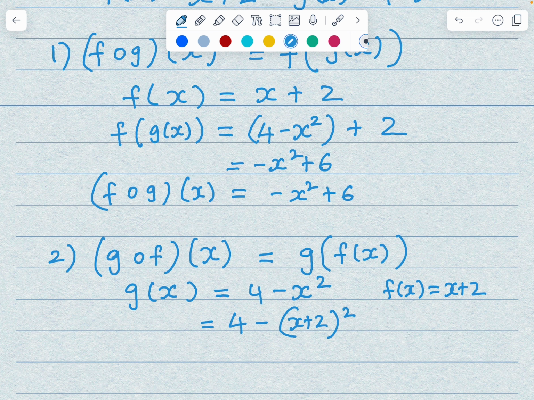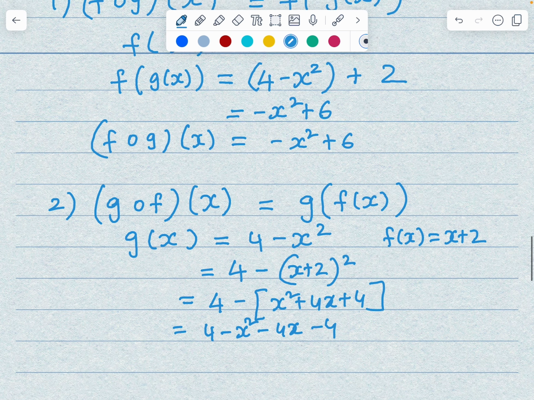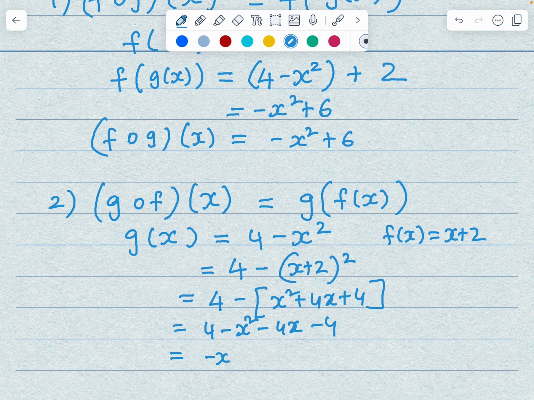Everything else holds. It's x squared, the term should be raised to the exponent. Nothing changes there, okay? It is literally you're replacing x with f of x, okay? And in the previous case, we replaced x with g of x. And so you're going to do the same. x squared plus 4x plus 4. And this is 4 minus x squared minus 4x minus 4, which eventually gives me minus x squared minus 4x.